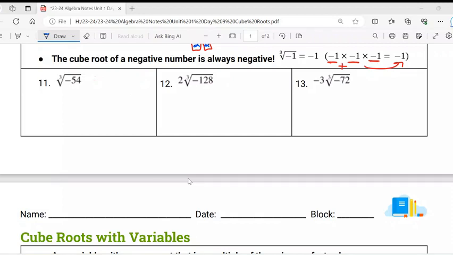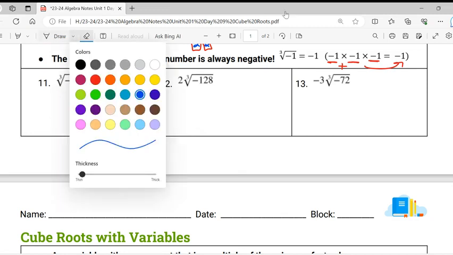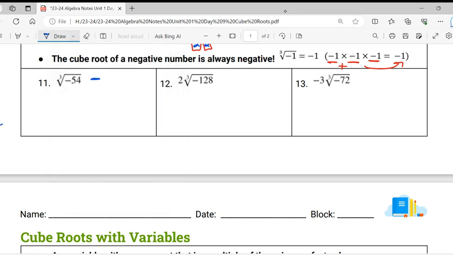As we continue simplifying our cube roots, if there's a negative in the radicand, we'll pull that negative sign out of the radical because this is really -1 times 54. And -1 is one of our perfect cubes. Its value is -1. So knowing that, anytime I see that negative sign, I'm going to pull that out in front and then simplify 54 as I normally would.